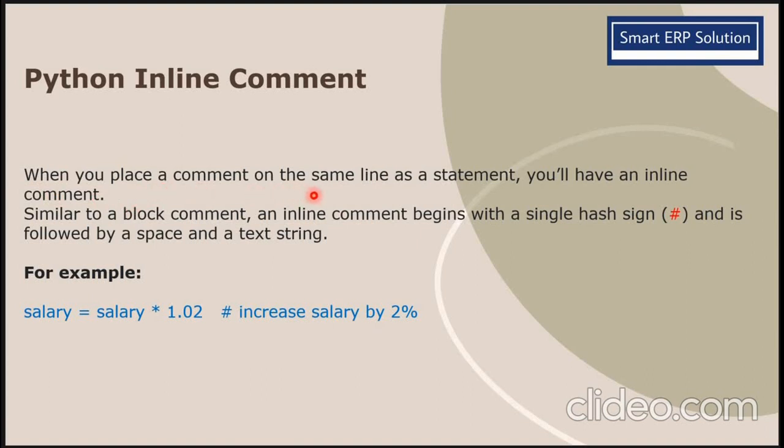Python inline comment. When you place a comment on the same line as a statement, you will have an inline comment. Similar to a block comment, an inline comment begins with a single hash sign and is followed by a space and a text string like this. For example, salary = salary * 1.02, hash, increase salary by 2%. This is a commented line. This is an example of a Python inline comment, as this comment is written in the same line of the program. Syntax is same. We need to put just a hash sign before the line. So Python interpreter doesn't execute this line.